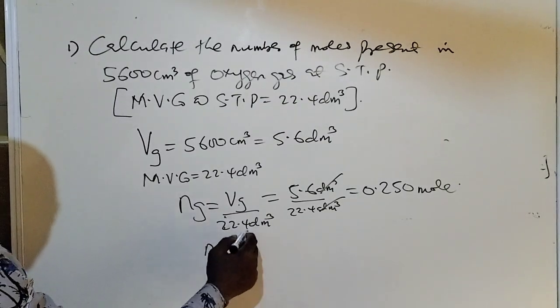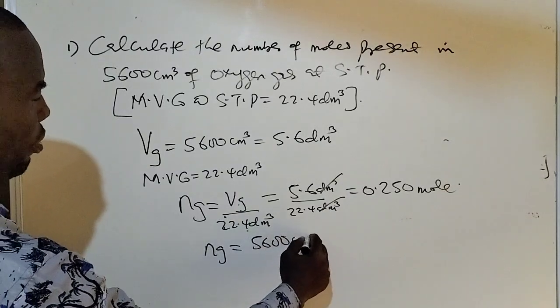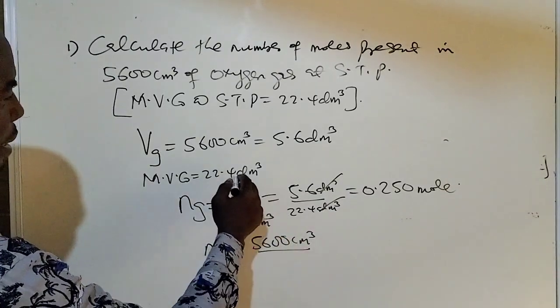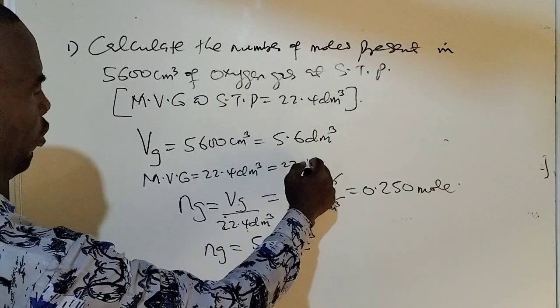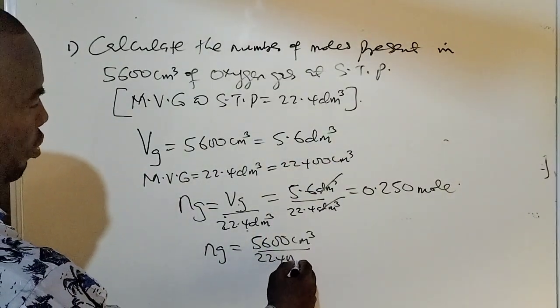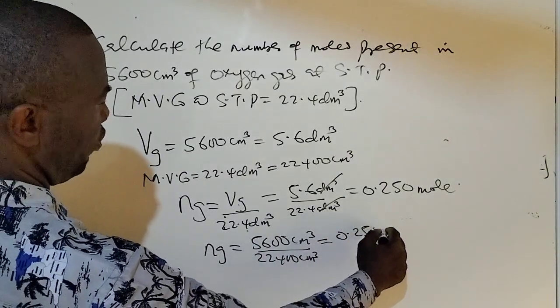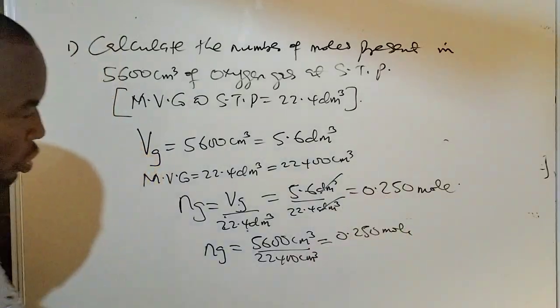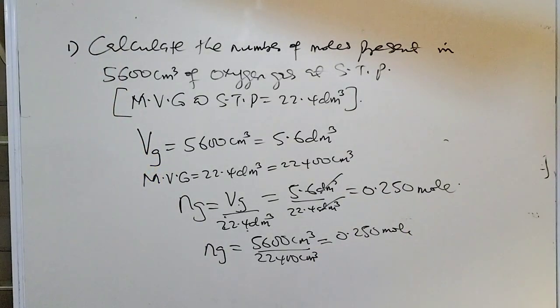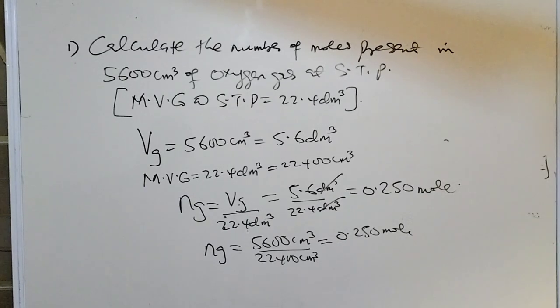The number of moles becomes: volume in cm³ is 5600 cm³, while this one in cm³, multiplied by 1000, gives you 22400 cm³. So you now have 22400 to solve, and you still have the same 0.25 moles. So whichever way you want to follow, you arrive at the same answer. Next, we are now going to combine our formulas. Combination of the formulas for moles.